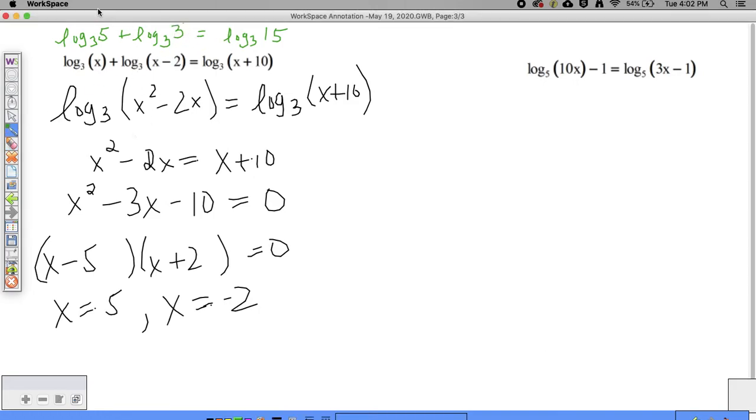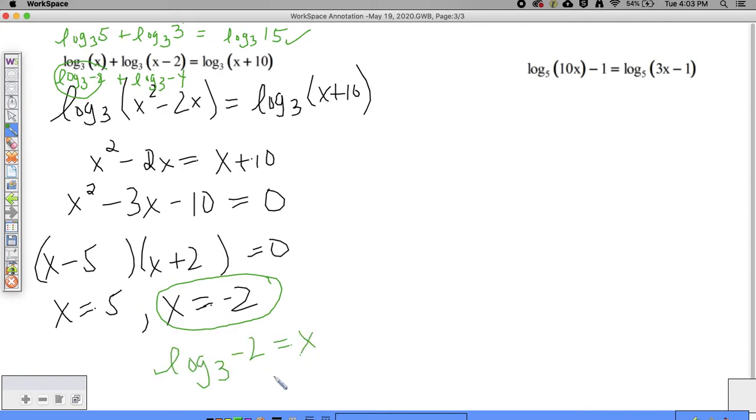Okay, so if you look at this and we condense it, again, it's going to be log base 3 of 5 times 3, which is, in fact, log base 3 of 15. However, when we go to check x equals negative 2, we have log base 3 of negative 2 plus log base 3 of negative 4. What's the problem with that? Can you have the log base of a negative number? Oh, I hope you're all saying no, right?